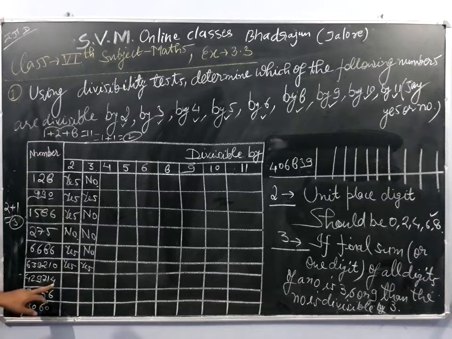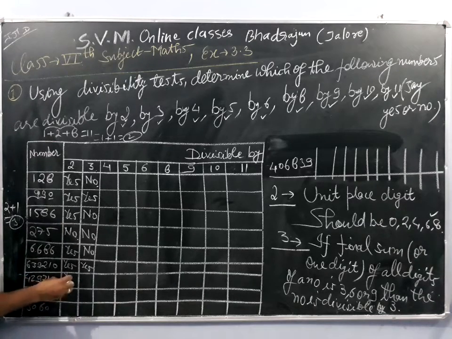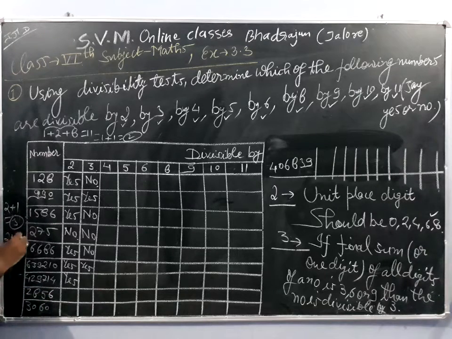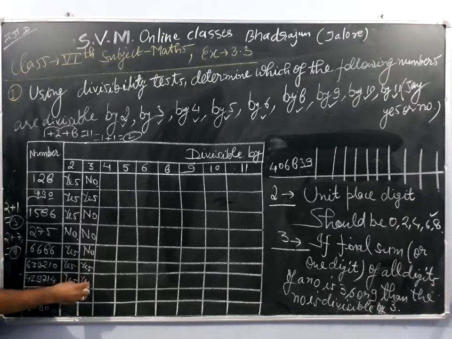Next, unit place digit of this number is 4. Hence this number is divisible by 2. So our response is yes. Now for 3 we have to add all the digits. 4 plus 2 is 6, 6 plus 9 is 15, 15 plus 7 is 22, 22 plus 1 is 23, 23 plus 4 is 27, and here we are seeing 27, 2 plus 7 is 9, hence the number is divisible by 3. So our response is yes.